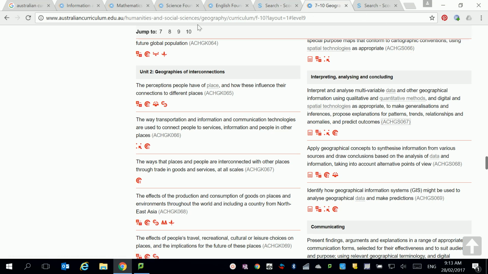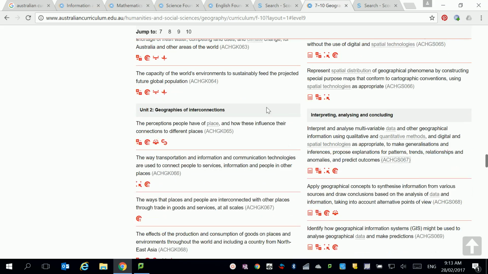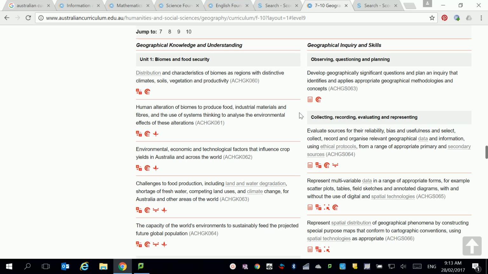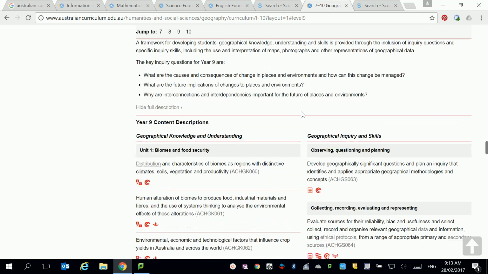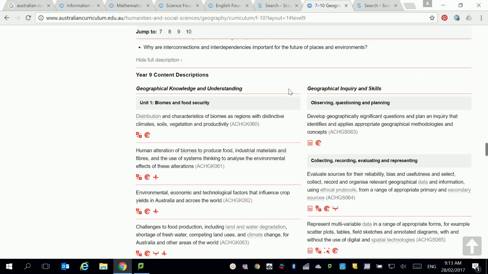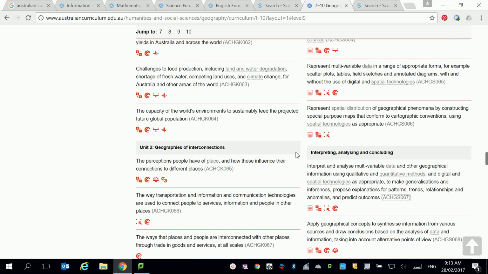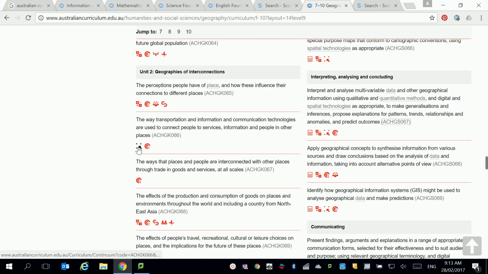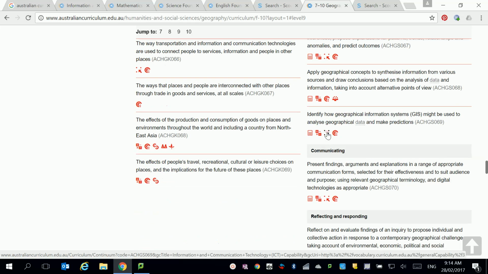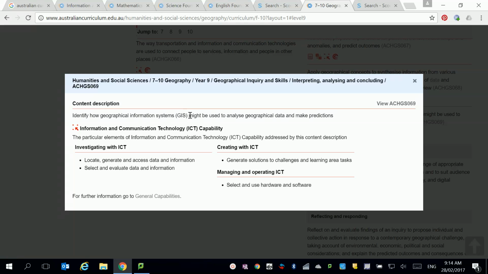So that's the strategy I would use for integrating this into my units. I would go straight to the ACARA syllabus. I would seek out these icons, like here's another one. Seek out these icons, and I would find out, well, what capability are we talking about here? So investigating, creating.